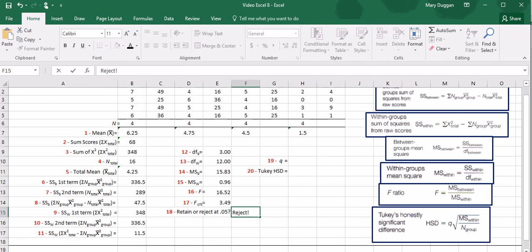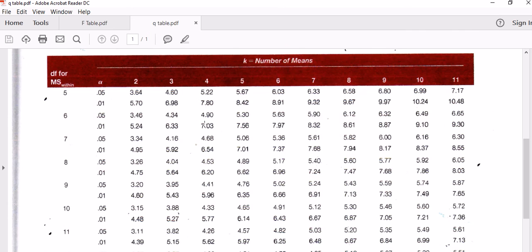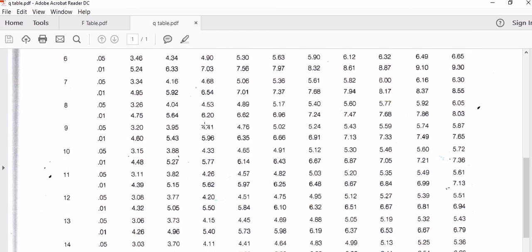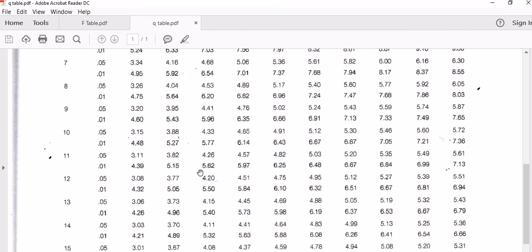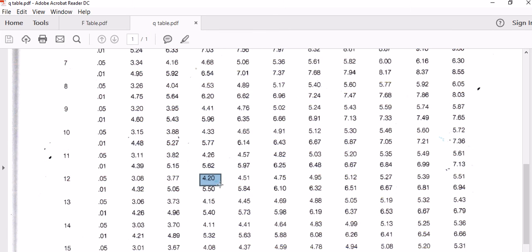So I'm going to pull up the table now for Q, and I'm going to look for the number of means. We had 4, so this is going to be this column, and the degrees of freedom we have is 12. All right, so we have two numbers right here, 4.20 and 5.50. And as we look over here to the left, we see 0.05 and 0.01, and that's for the different levels of significance that you might be looking for. We're going to go for the 0.05 significance level, and so our value for Q is going to be 4.20.